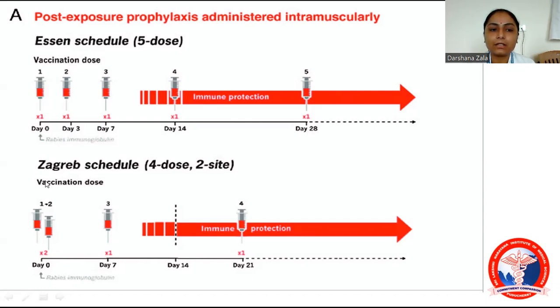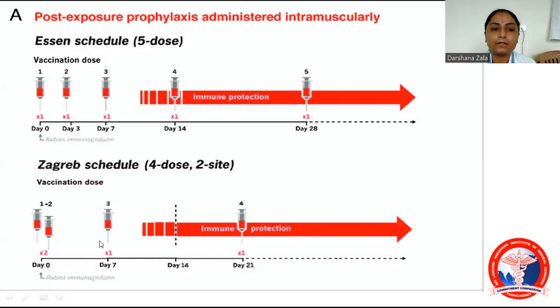If you see the Zagreb regimen, it is 4-dose, which means 4 vials and a 3 visit schedule. How is it 4-dose and 3 visit? During the first visit, that is day 0, we give a 2-site injection. We give intramuscular doses simultaneously, one in the right deltoid and one in the left deltoid. If it is a pediatric patient, one in the right thigh and one in the left thigh. So at day 0, the patient will receive 2 doses of vaccine.